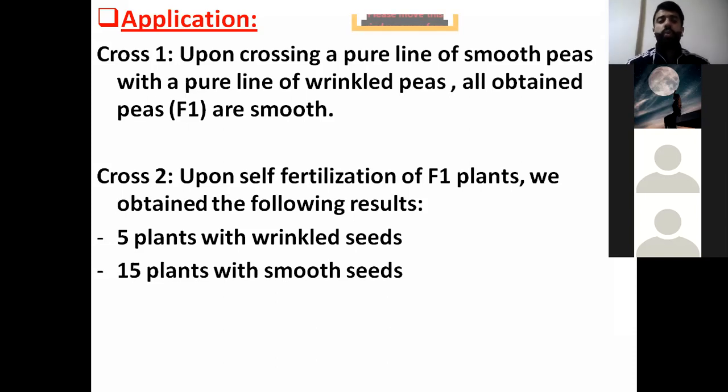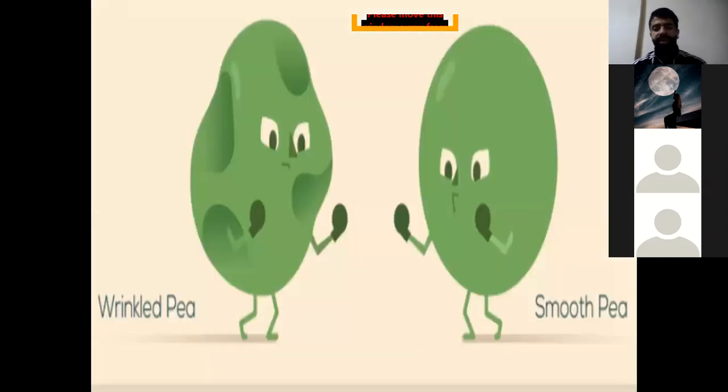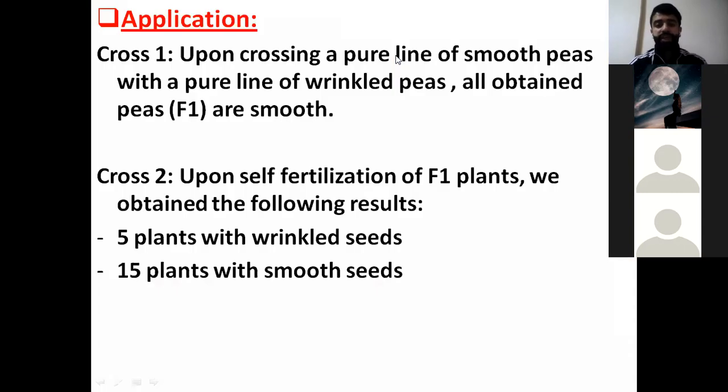This application was for Mendel. So Mendel, upon crossing a pure line of smooth peas with a pure line of wrinkled peas. So peas, these are the wrinkled peas and the smooth peas. Some of them are smooth like this figure, and others are wrinkled like this figure. So here we have two different types of peas, smooth and wrinkled. They are pure. What is the meaning of pure?